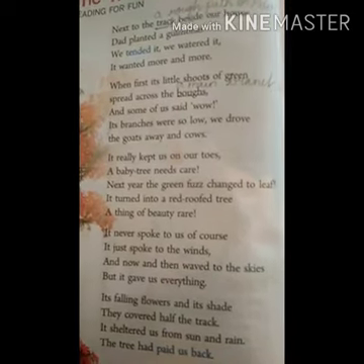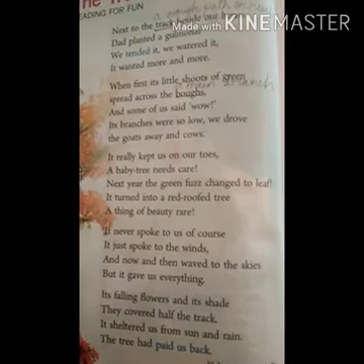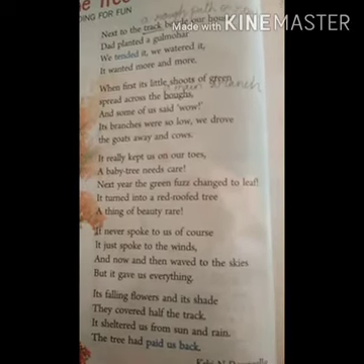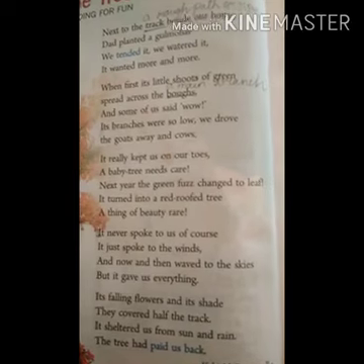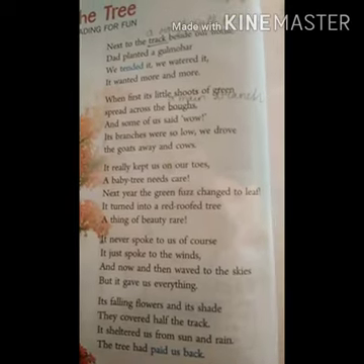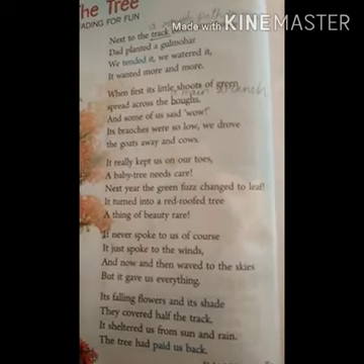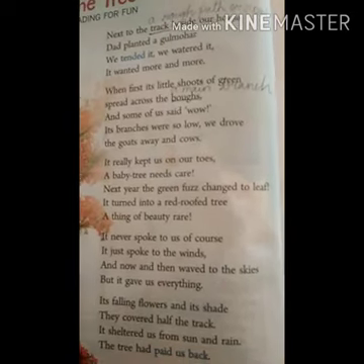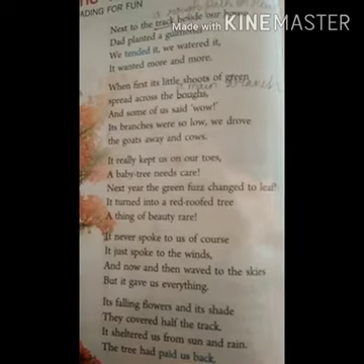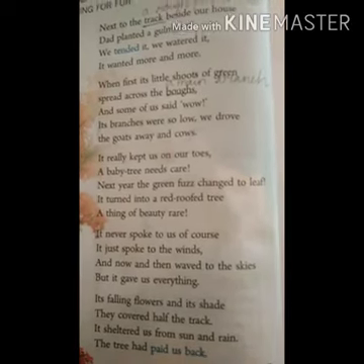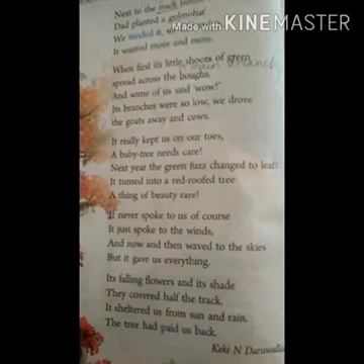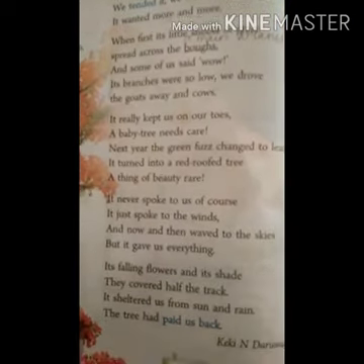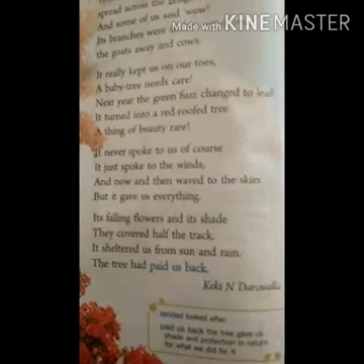Its branches were so low, we drove the goats away and cows. Yes or no? Whenever the plants are very small, what will the goats do? Goats and cows will come and graze on those plants. They will eat the plants, right? Yes. For taking care of that small plant, they used to drive the goats and cows away from there. Why are they doing that? For saving the tree. Next, going to the third paragraph.